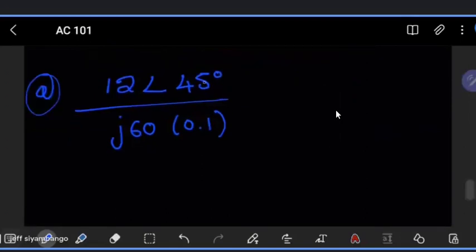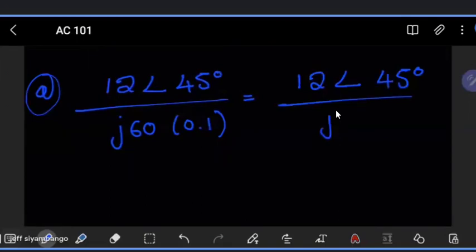Well, for this one it is pretty much straightforward. The bottom is quite obvious. You have 12, and then this is 45 degrees. This can easily multiply, and when they multiply, you're going to have J, and this becomes a 6 here.